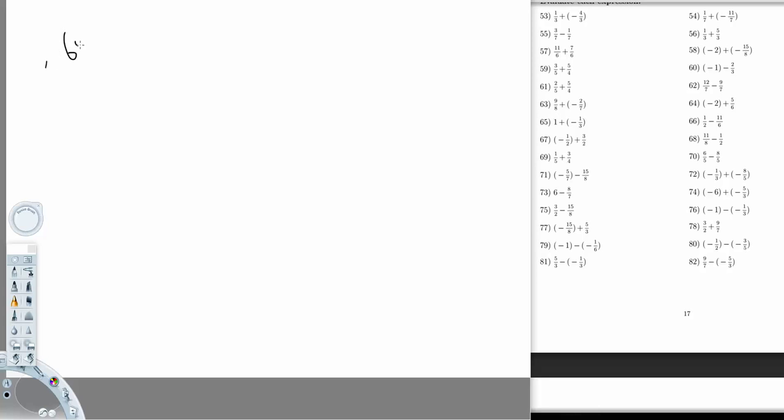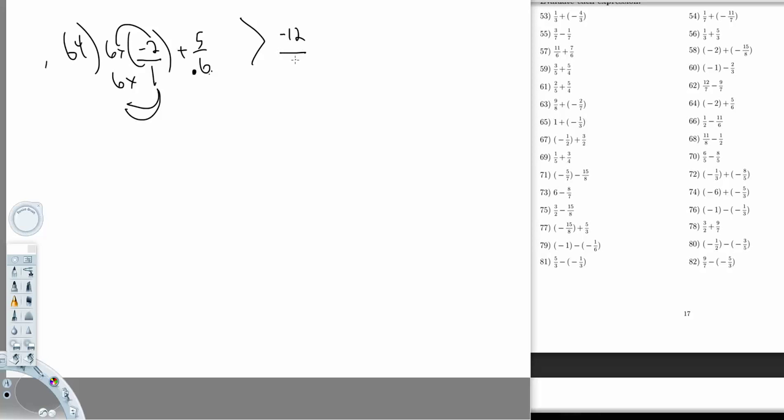Now 64. We have minus 2 plus 5 over 6. To create a valid addition, we have to create a denominator here that's equal to this one. We can multiply this by 6, multiply this by 6. So let's rewrite the problem. Negative 2 times 6, negative 12. Negative 1 times, no, not negative 1.